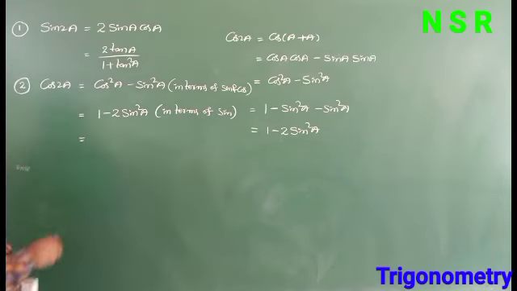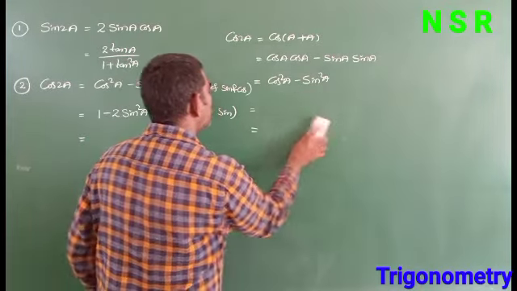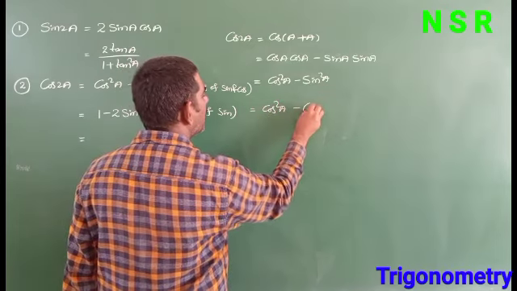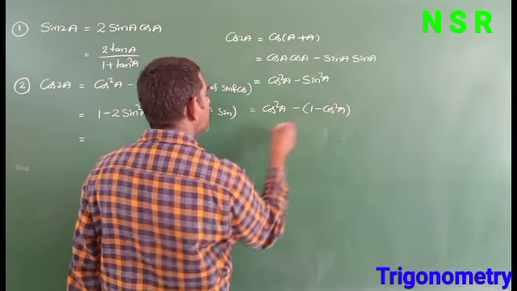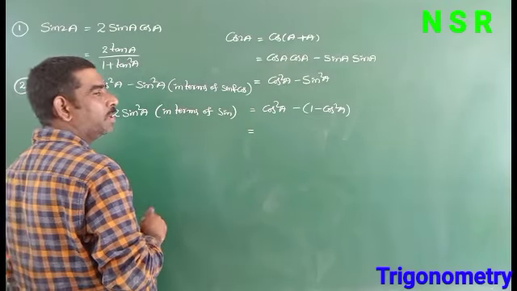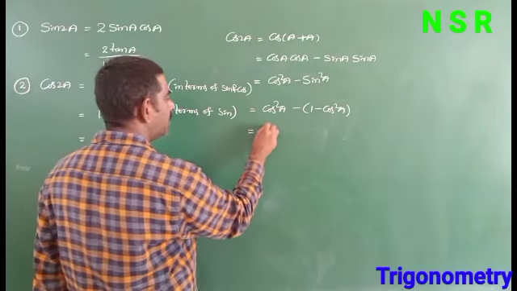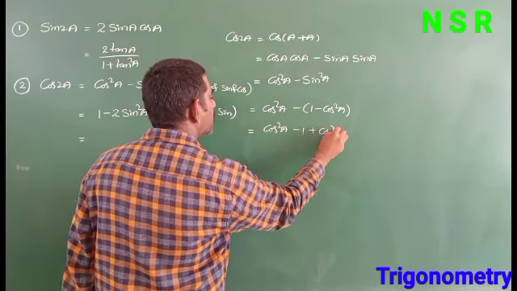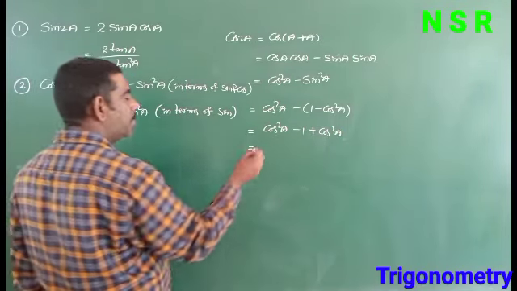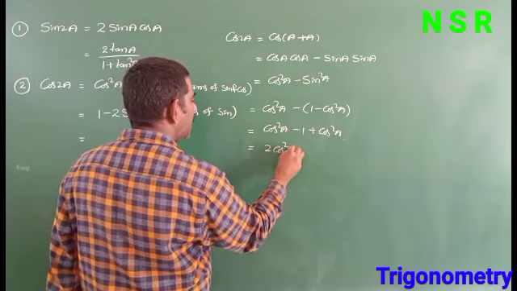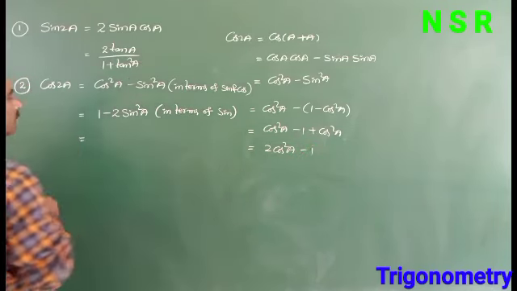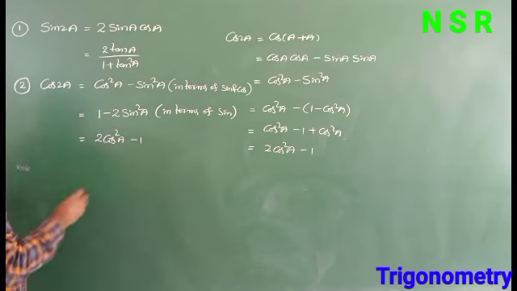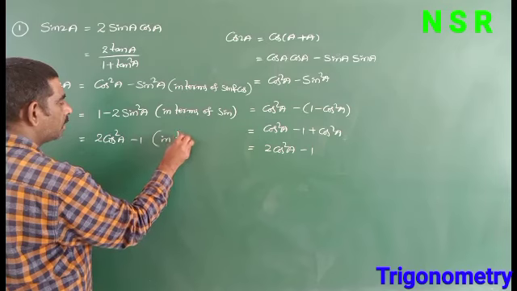Next, change it into terms of cos. In place of sin square a, substitute 1 minus cos square a, because sin square theta equal to 1 minus cos square theta. So write cos square a minus, open bracket, 1 minus cos square a, which gives minus 1 plus cos square a. So cos square a plus cos square a, 2 cos square a minus 1. So we can write cos 2a in terms of cos as 2 cos square a minus 1. This is in terms of cos.